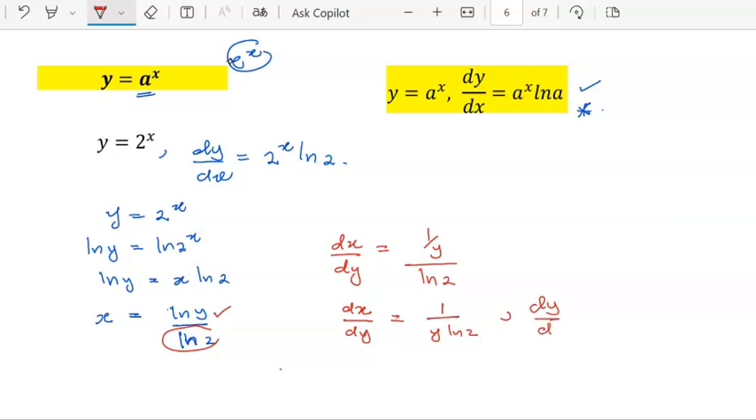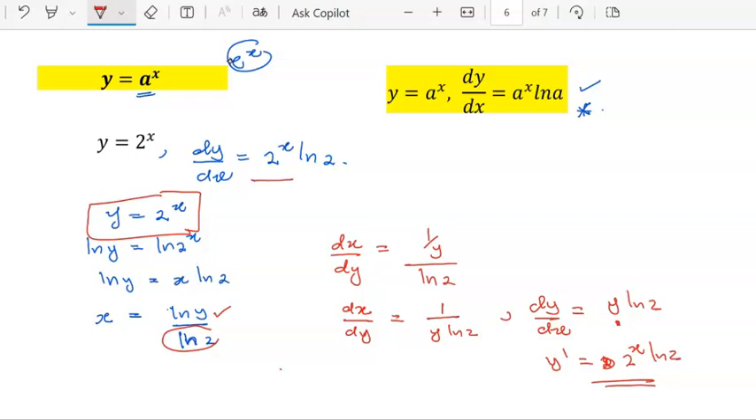Your dy/dx is equal to, you flip it. So it is y natural log of 2. But what's your y? Your y is exactly what you started with. That means your derivative here is 2 to the power of x, natural log of 2. That's why this answer comes to be this. But you can always have this formula here, and you remember the formula. You don't have to run through all of this process here, but they can ask you to prove it.